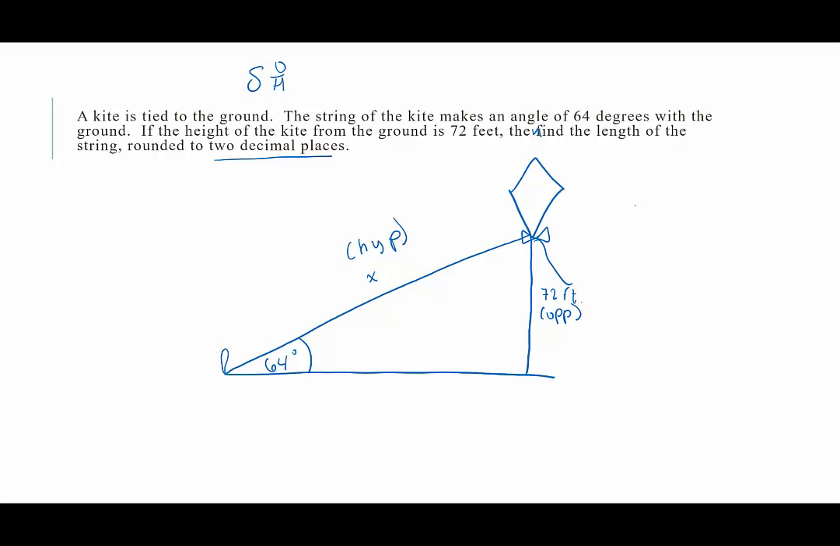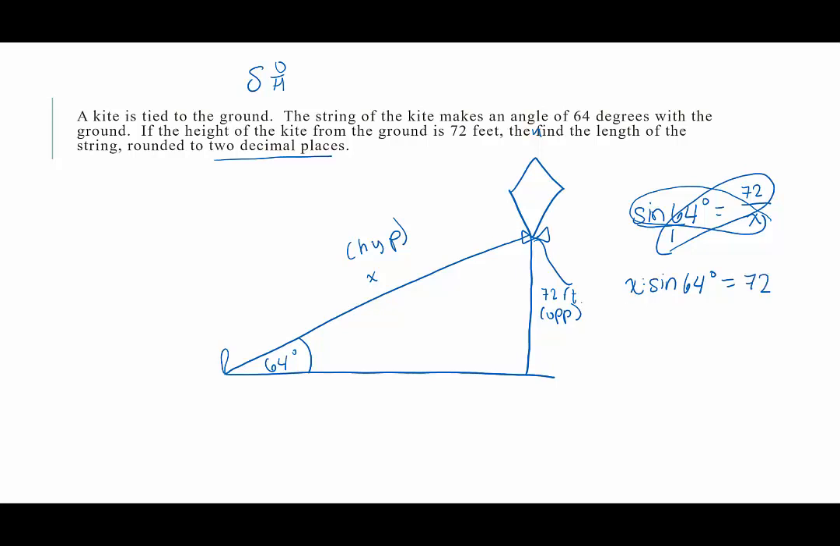So to set up the calculation, we're going to say that sine of the angle, sine of 64 degrees, is equal to the opposite over the hypotenuse. And we have a little bit of work to get x by itself. X is currently in a denominator, which is kind of problematic. What some people like to do is just put this over 1, so that way we can just do cross products. So we end up with x times sine of 64 degrees is equal to that other cross product, 72 times 1, which is just 72.